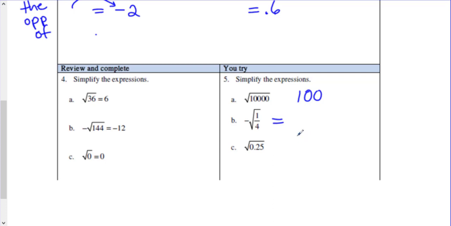Negative the square root of 1/4. Well, the square root of 1 is just 1, because 1 times 1 is 1. The square root of 4 would be 2. The negative will carry because it's on the outside. And then this last one, the square root of 0.25 is going to be 0.5. Look over here at this example, square root of 0, that equals 0. That's something to keep in mind as well.